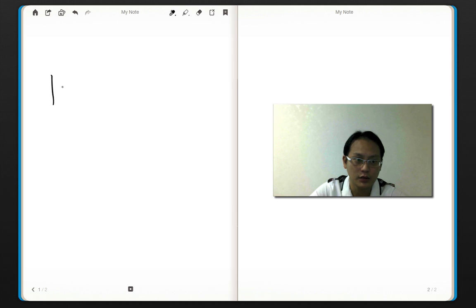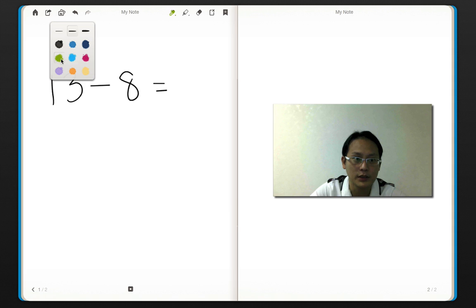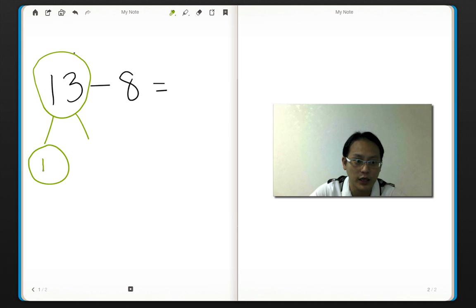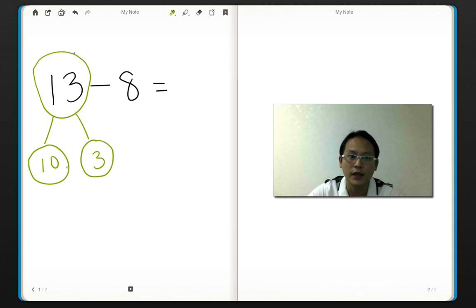Let's say we have 13 minus 8, which will give us... we can break 13 into two numbers. 13 we break into 10 and 3. We will always take the 10 to minus the smaller number. So 10 minus 8 will give us 2. And we still have 3 here, so we need to add back the 3, which is plus 3, which will give us the final answer of 5.